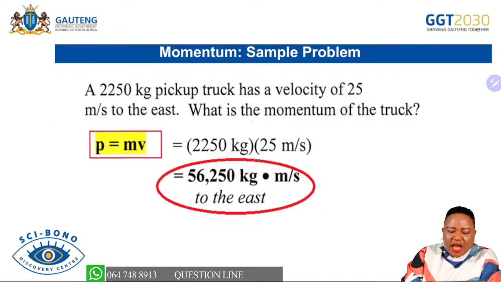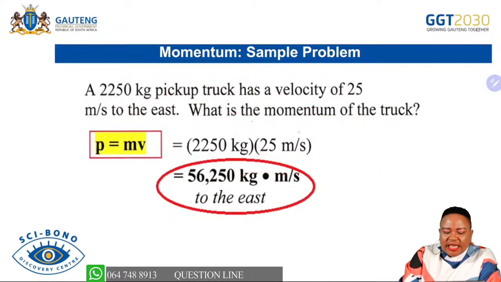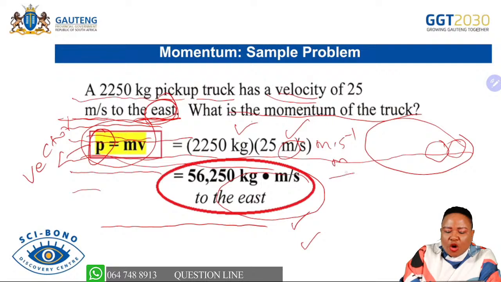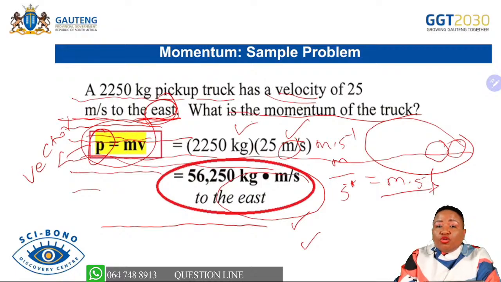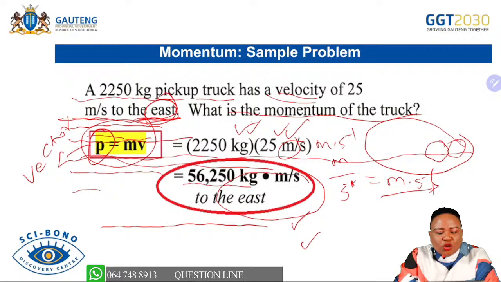So what is going to happen here? You are going to substitute your mass, and you are going to substitute your velocity. Remember, our velocity, normally we write it as meters per second. Just that here we write it like this, because it's known that it's meter over a second, and second is also over 1. So for it to be meters per second, it means it's meter multiplied by second to the exponent minus 1. I know that you know how to convert from exponents to decimals, so that one is not going to be a challenge. So here we have substituted our values, and our answer is 56,250 kilograms meters per second.